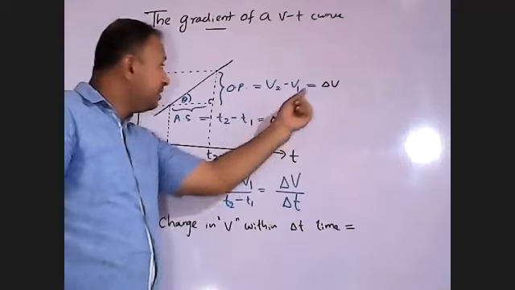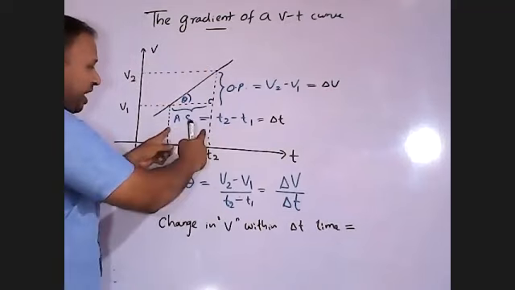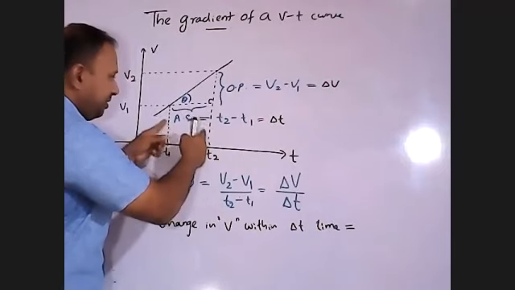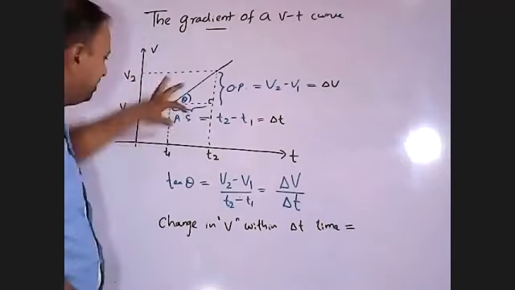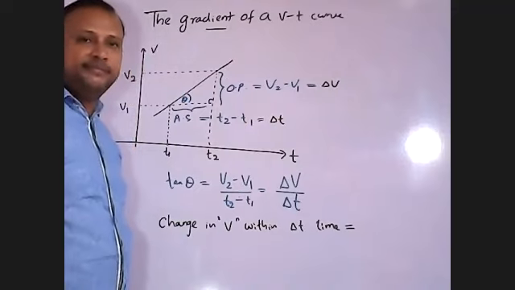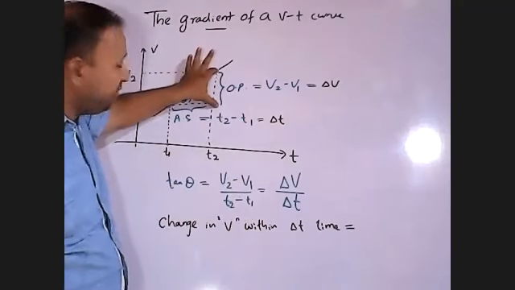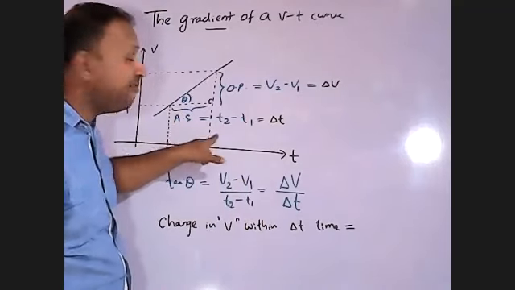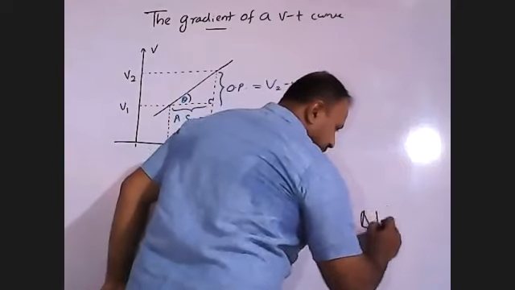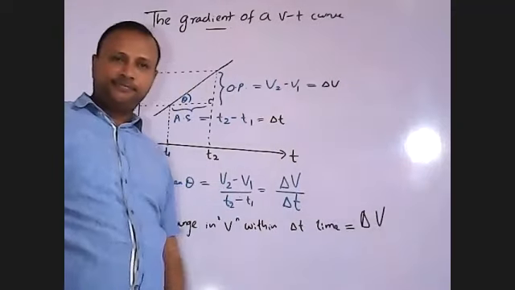Change in time, change in velocity. Okay, look at this one. If there is a time change, a delta t time change, the velocity difference is delta v. That means the change in velocity within a delta t time period is equal to delta v.